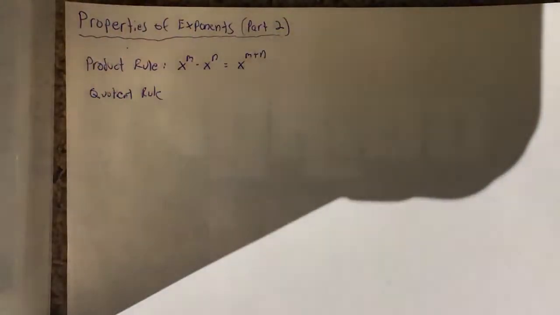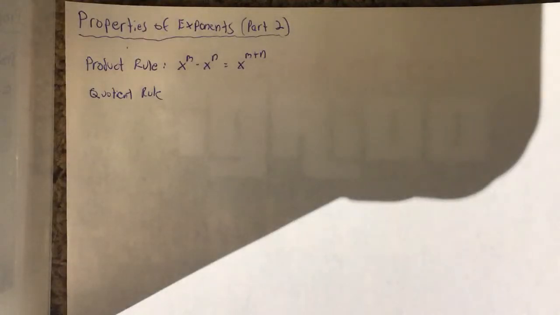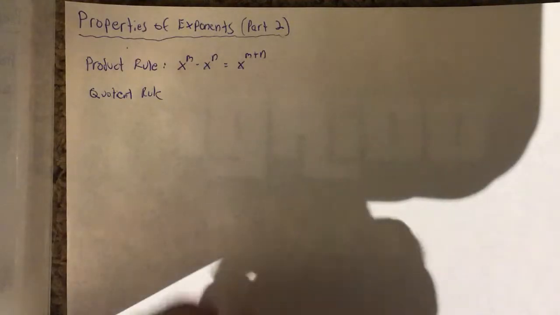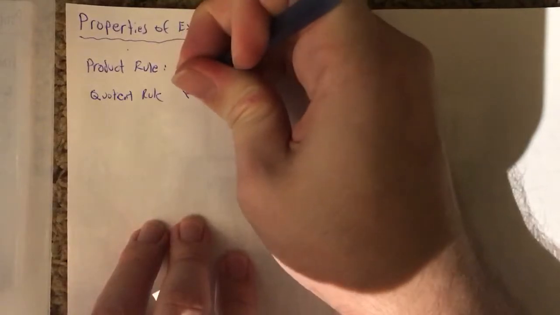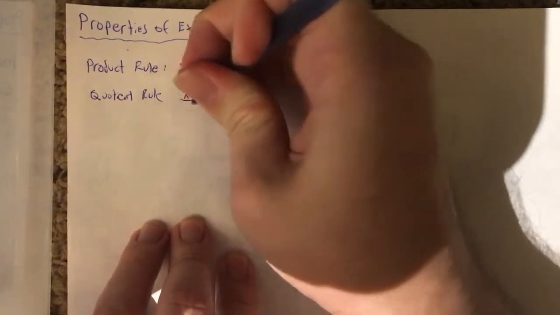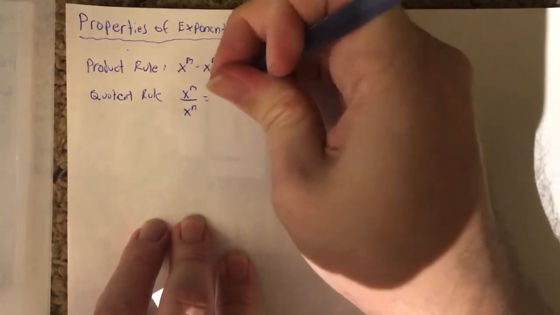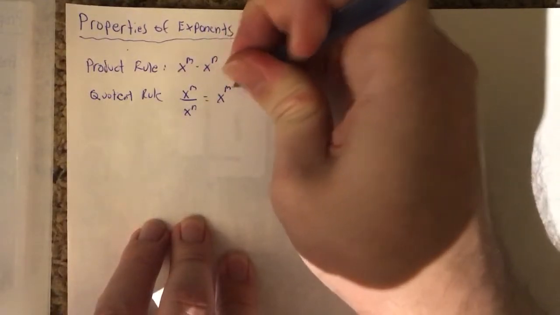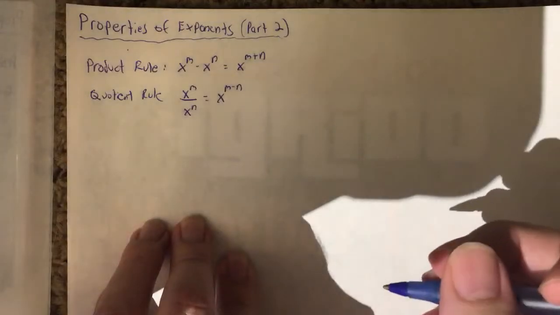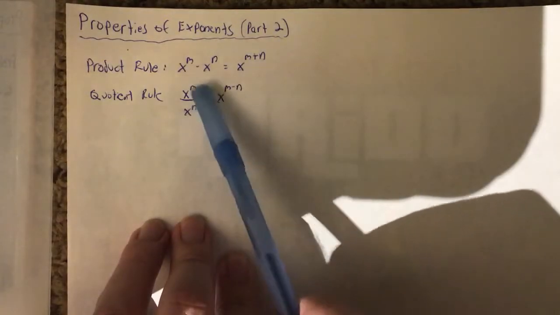Quotient rule is very similar. The quotient rule states to divide when two bases are the same, you write the base and subtract the exponents. So when it's in division form, with the fraction, and the bases match, you keep the base and just subtract the exponents, m minus n.